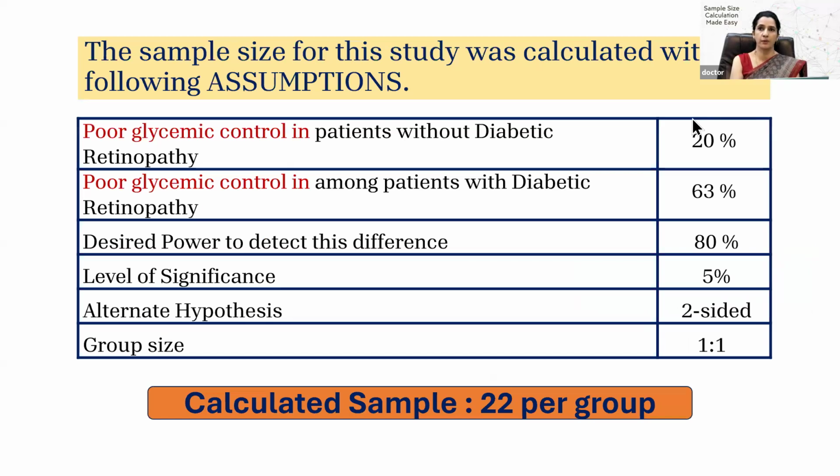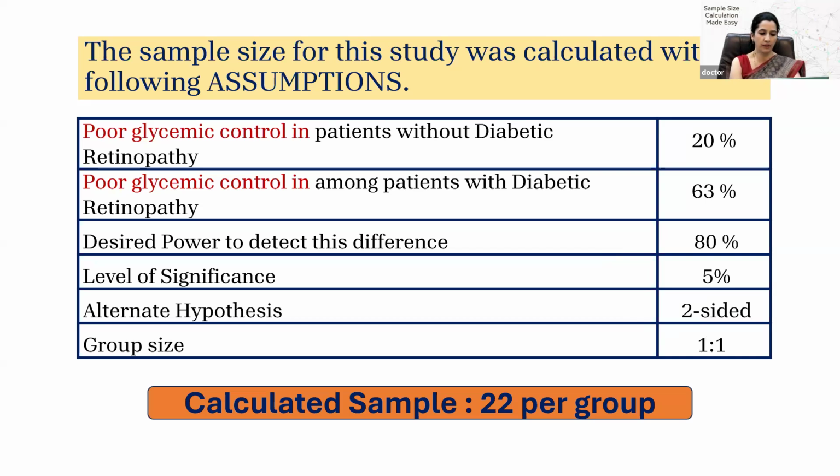The similar input I have used here. This 20% and 63%, remember, we have seen in that table. The poor glycemic control in patients with and without diabetic retinopathy is 20% and 63%. The power we have taken as 80%, the level of significance at 5%, a two-sided hypothesis, and the ratio of cases to controls as 1:1.